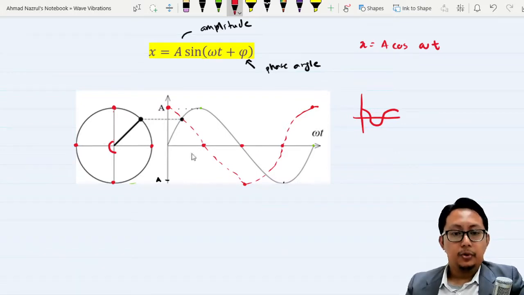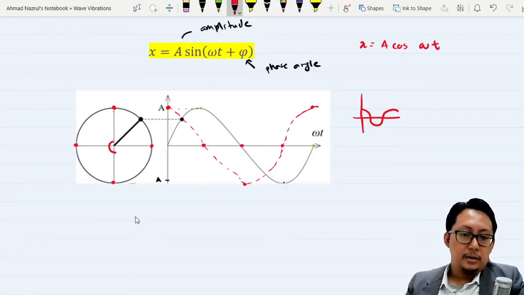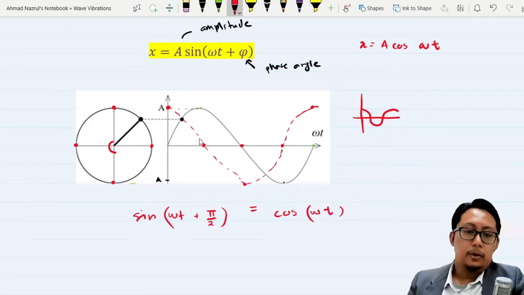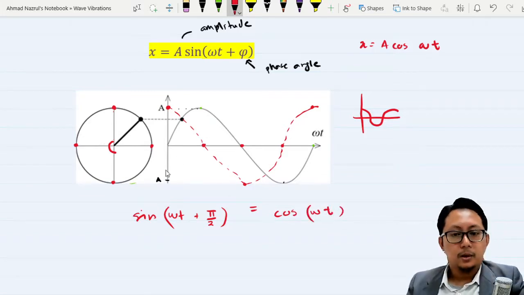And you should know that when the phase angle is pi over 2, you get sine omega t plus pi over 2, which is 90 degrees, equal to cos omega t. Okay, so this will be a recap.